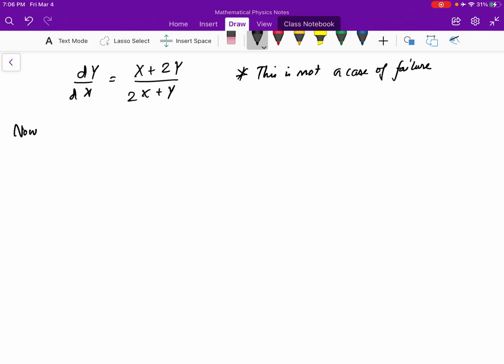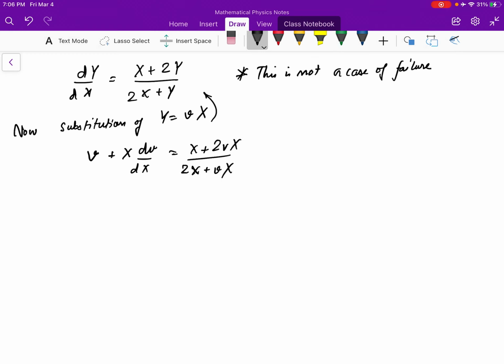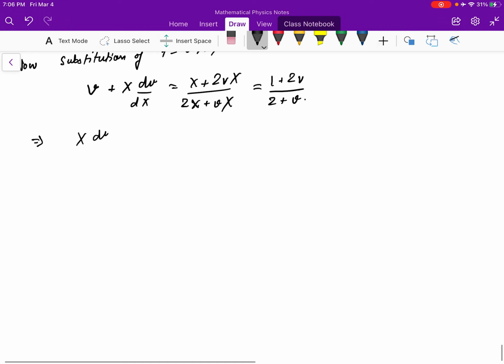So now substitution of variables, substitution of capital Y is equal to V capital X, right? So now if we put back capital Y is equal to V capital X into this expression, we obtain, and I'm skipping some steps, but you can just do it from the beginning and it's very straightforward. This is the expression that we get, X plus 2VX upon 2X plus VX, and that is equal to 1 plus 2V upon 2 plus V, right? And then we do a similar technique and ultimately arrive at this form, which is 1 minus V square upon 2 plus V.